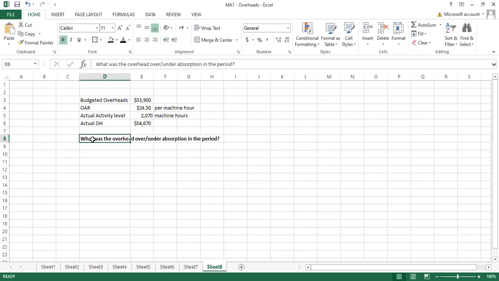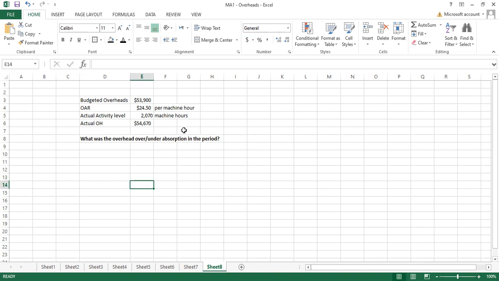Okay, so let's do this. It says that budgeted overheads are 53,900. OAR is 24.50 and the actual activity level is 2070. Actual overheads are 54,670. So we have to calculate whether overheads are under absorbed or over absorbed.